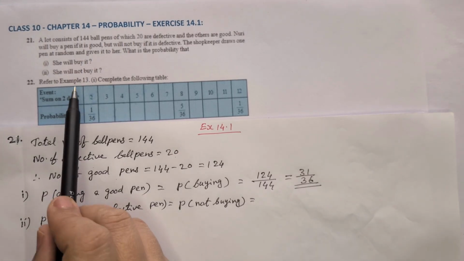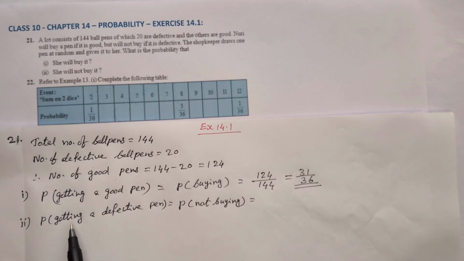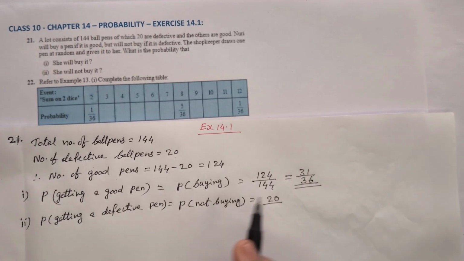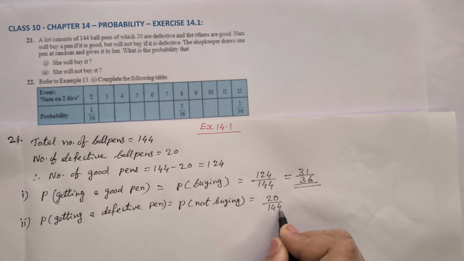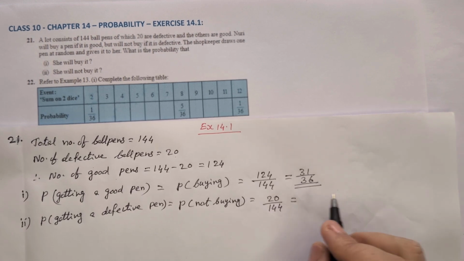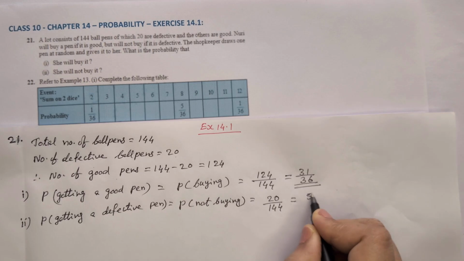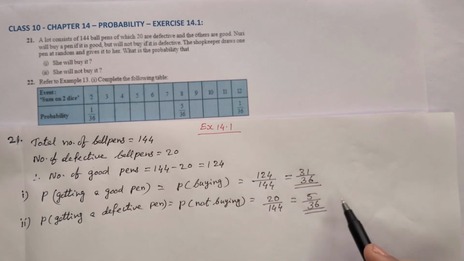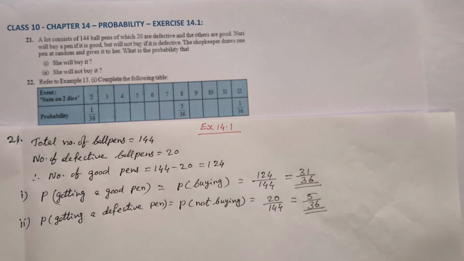Then second part, she will not buy it. That means if it is a defective one, she will not buy. So the probability of getting a defective pen means the probability of not buying. Defective pens here, 20 are there. 20 divided by the total number, 144. So 20 by 144 is equal to, when we simplify, 5 by 36. So the probability of not buying is 5 by 36.